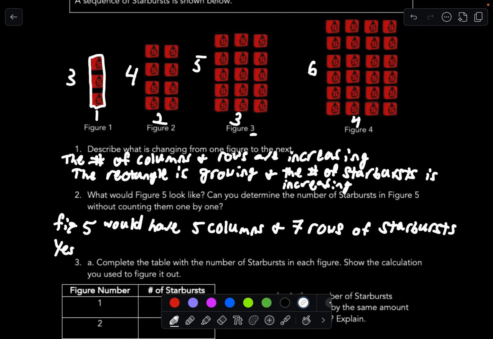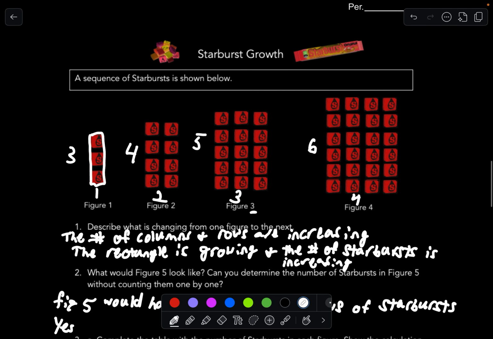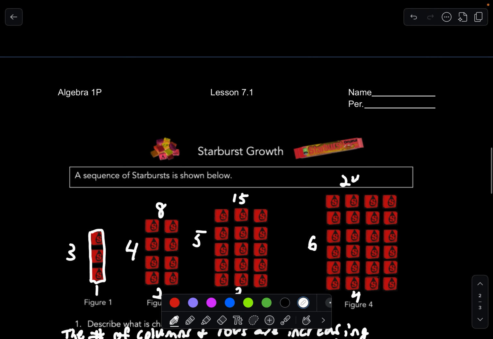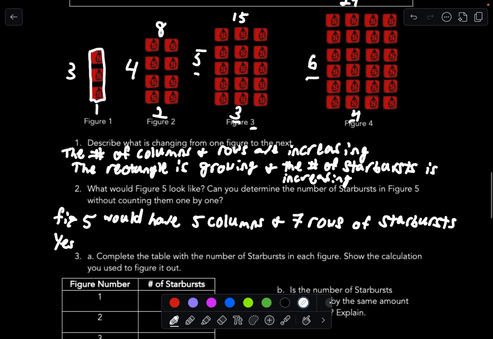If you notice, the number of starbursts, like here in figure 2, it's 2, 4, 6, 8. So there's 8 here. There's 15 here, and there's 24 here. Notice it's just 6 times 4 to get 24, 3 times 5 to get 15. So 5 times 7 would equal 35 starbursts.